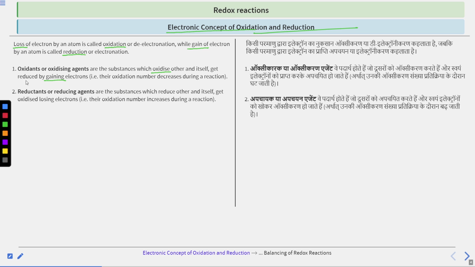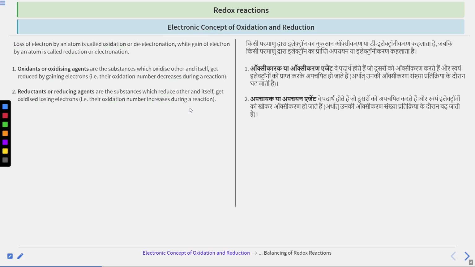From this category, oxidants are particularly those substances which oxidize others and themselves get reduced by gaining electrons, right? That is, their oxidation number decreases during a reaction because they are gaining electrons. Similarly, reductants are the substances which reduce others, as the name says, but themselves get oxidized, losing electrons. And as they are losing electrons, their oxidation number increases during a reaction.